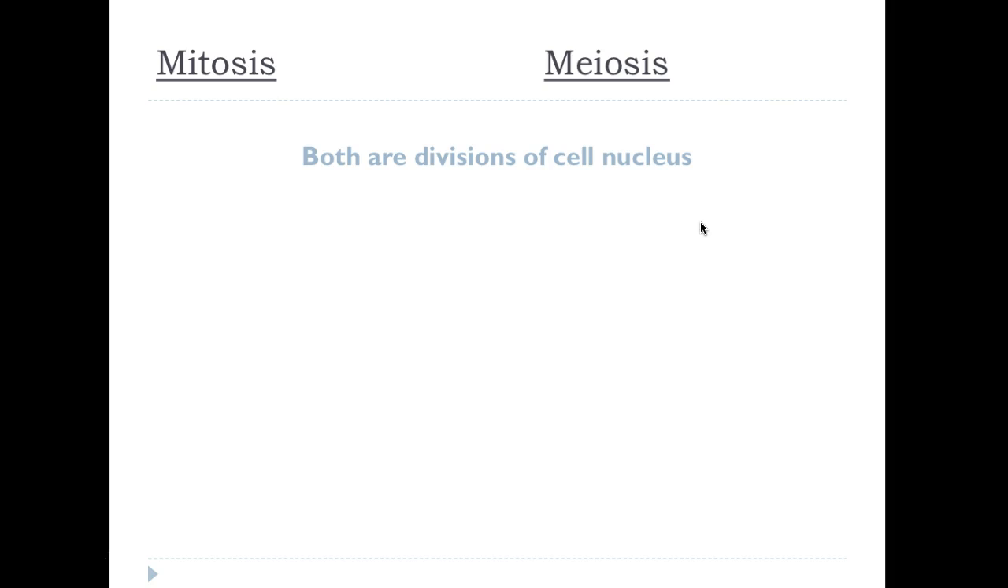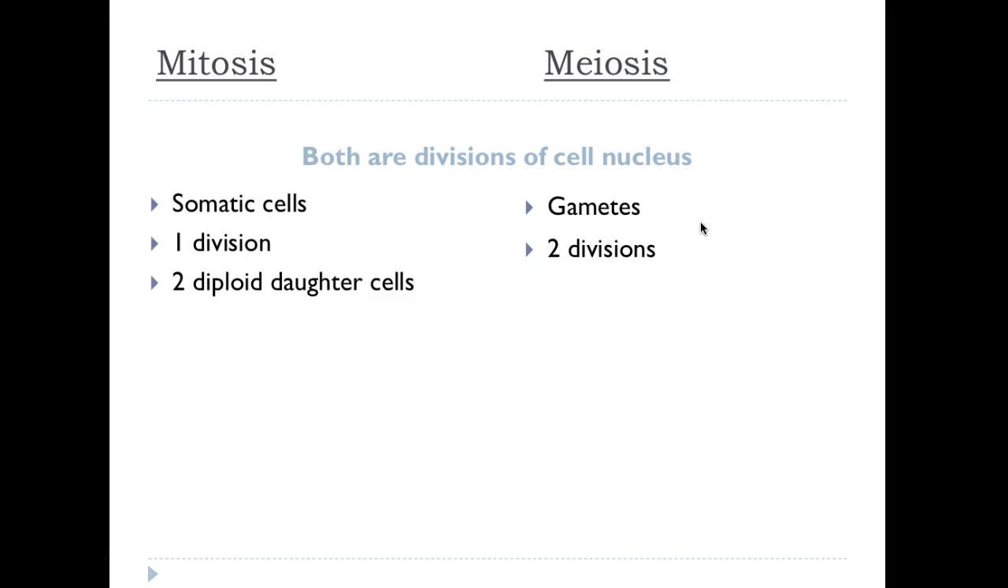So let's look at both. Both are divisions of the cell nucleus, but let's take a closer look at comparing mitosis and meiosis and distinguishing differences. Mitosis is going to occur in somatic cells. Meiosis is going to be the formation of gametes. In mitosis, there is one division. In meiosis, you have two divisions. Mitosis is going to result in 2 diploid daughter cells. Meiosis is going to result in 4 haploid daughter cells.